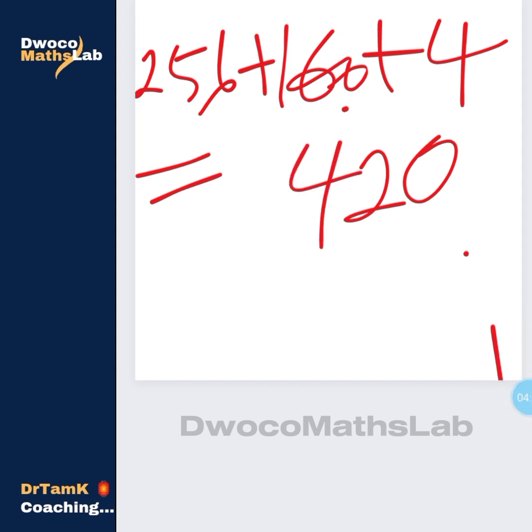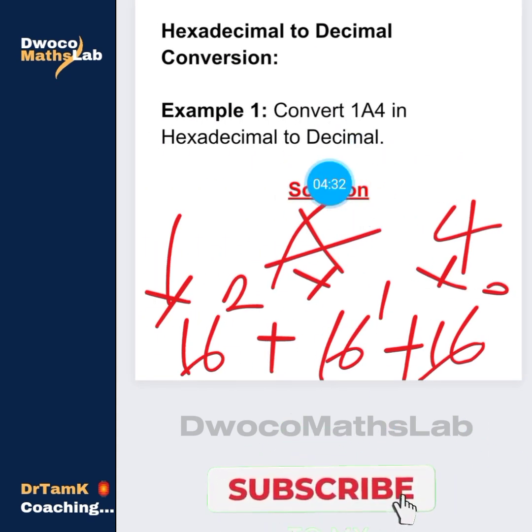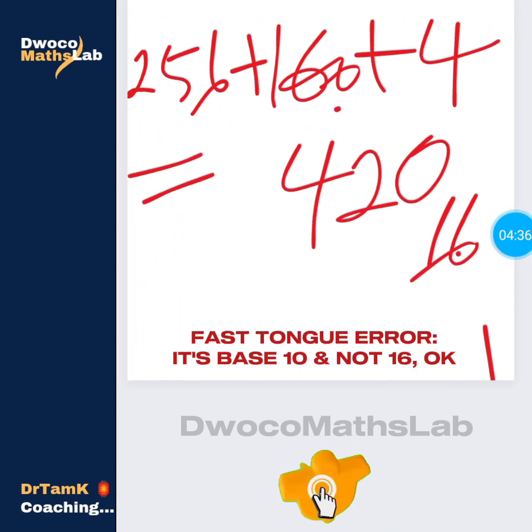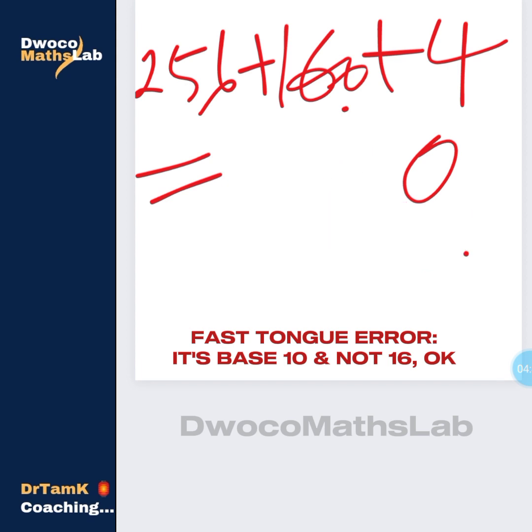That is 420 base 16. So our value here finally, 420 base 16. Is that clear? Okay, I think that is it. If you don't understand this, what you need to do is replay the video until you get the full understanding. And if you think this is a bit too difficult for you, what you can do is this.